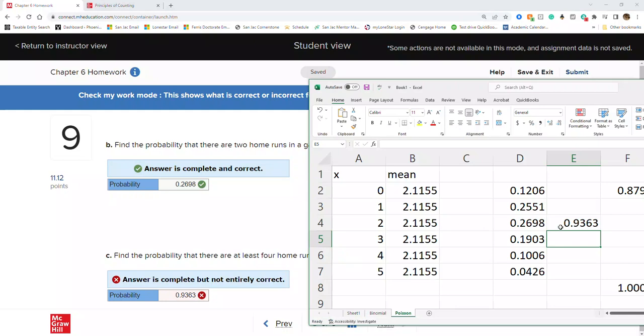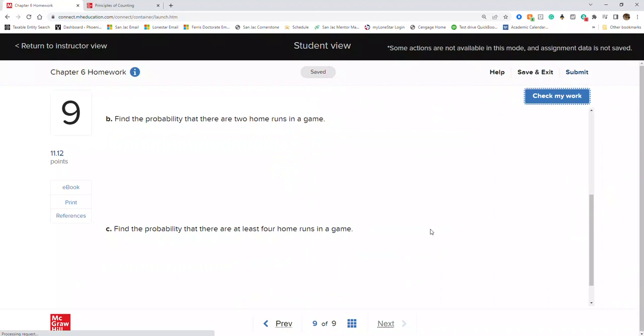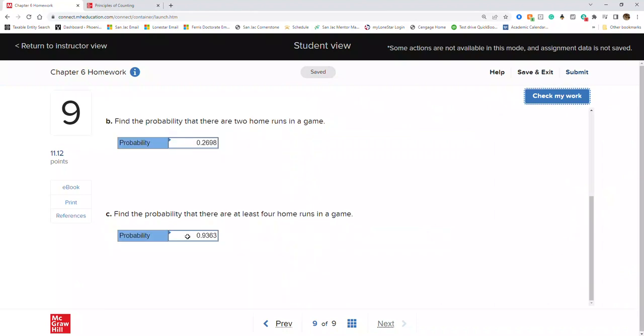But since it's at least, we're actually doing 4 and above. So, my bad. This sum is actually going to be 0 to 3. And then we take 1 minus this number. And I don't have the equal sign. Equal sign. And it's going to be 0.1643. Whew.